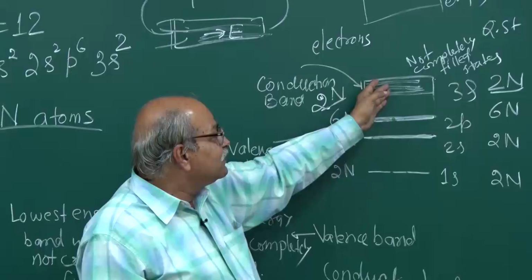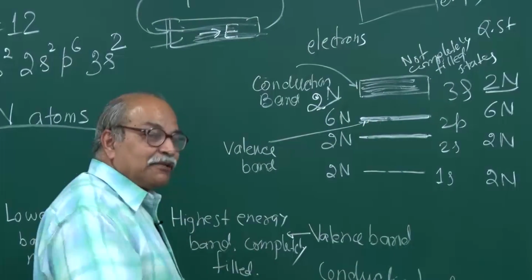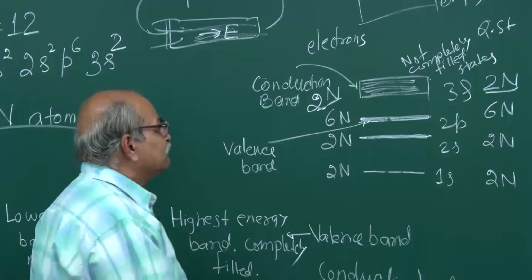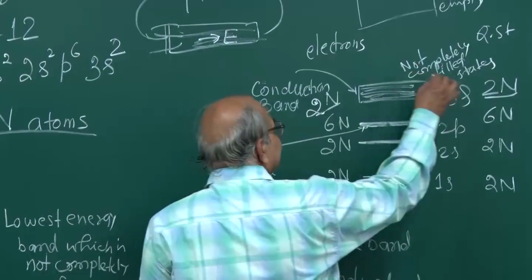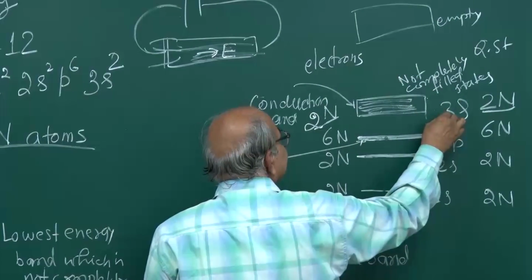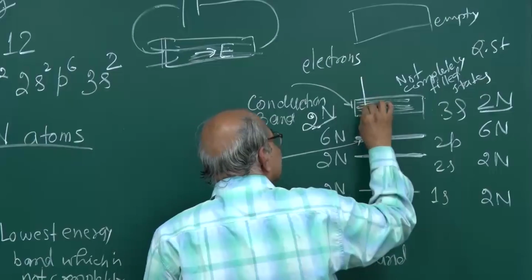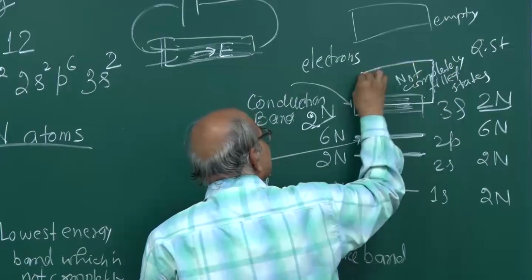So what happens here for magnesium and in many other conductors is that the next 3p state overlaps with this. This is 3s, and next will be 3p, and after spreading, 3p goes like this. Suppose this is 3p.